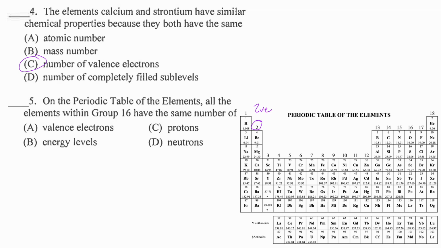On the periodic table of elements, all the elements within group 16 have the same number of, and again, we were talking about this for the last couple of questions, every single element in group 16 has 6 valence electrons. So the answer would be number of valence electrons.